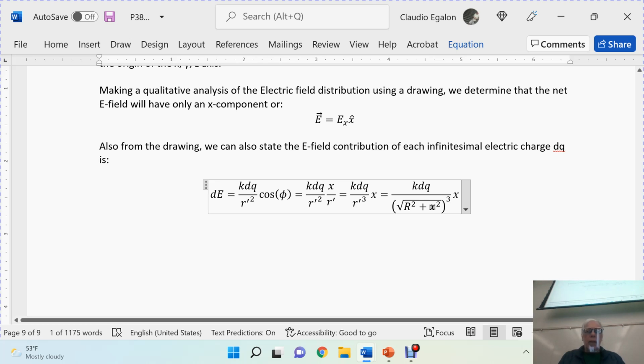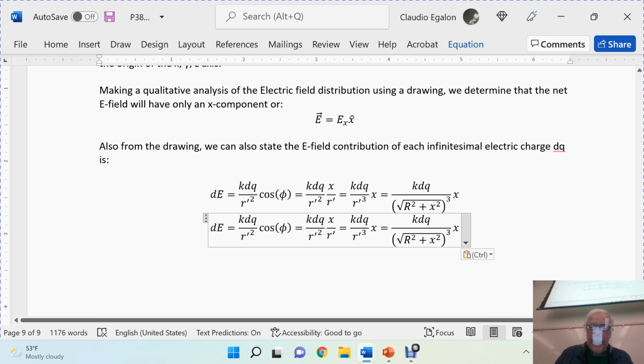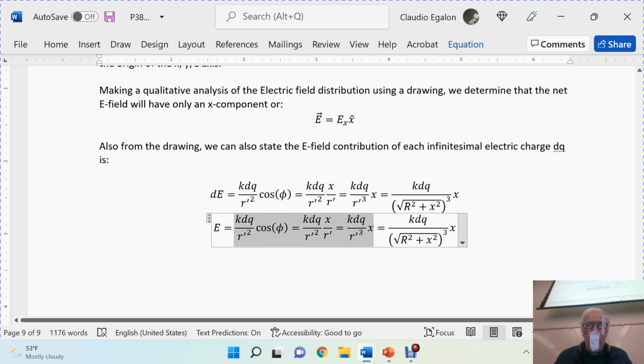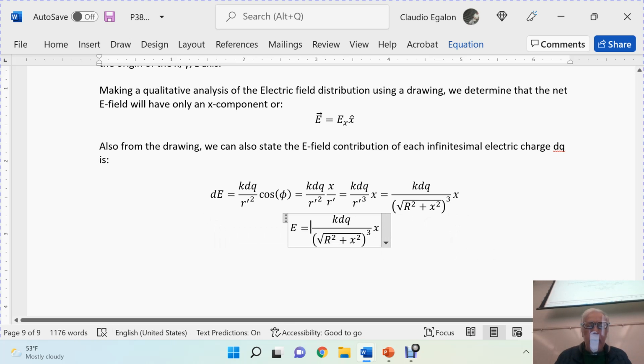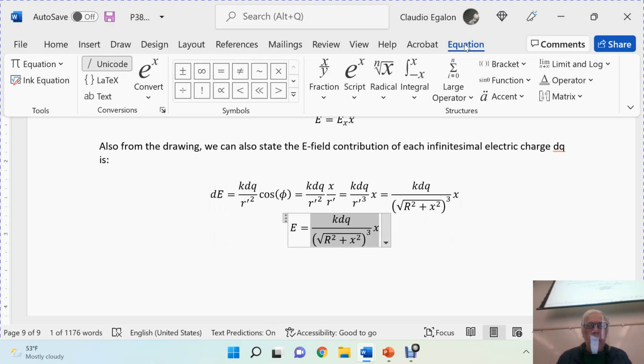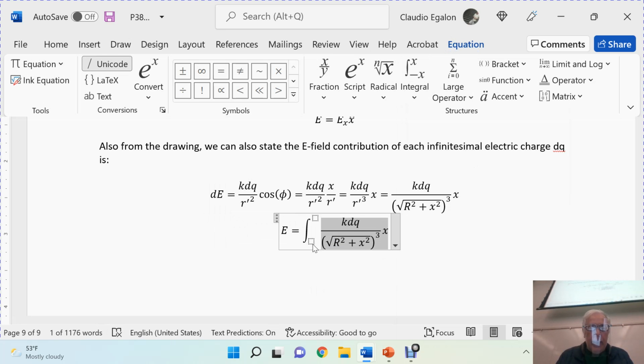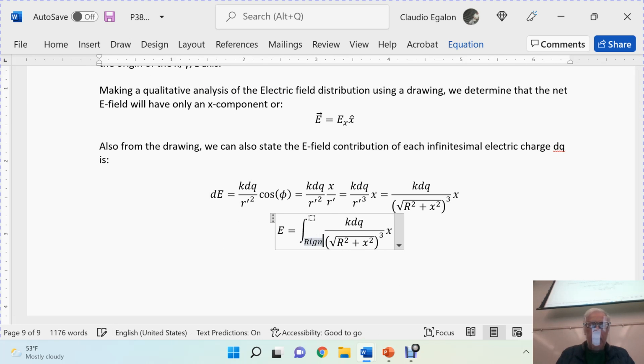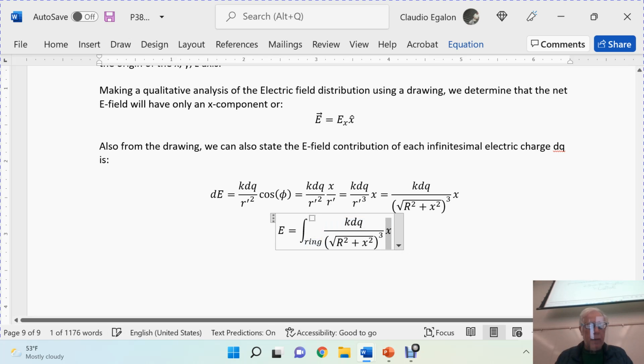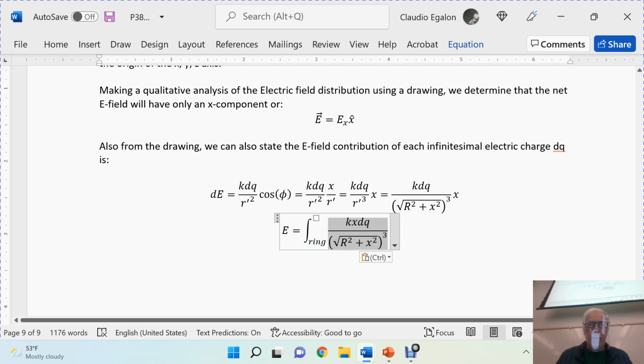Okay, so let me show you what happens. Here we go. If I want to know the net electric field, what we have to do, we have to integrate over this whole guy. And the domain of integration is the ring, where the ring is located. Here you go.